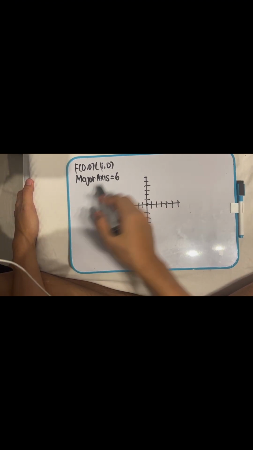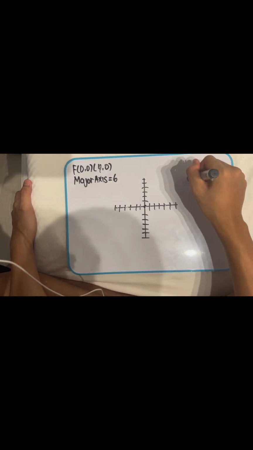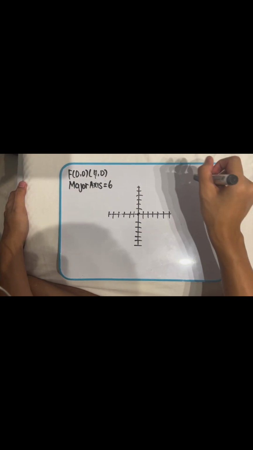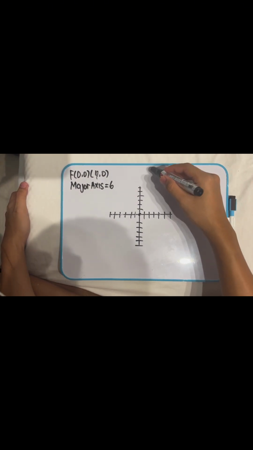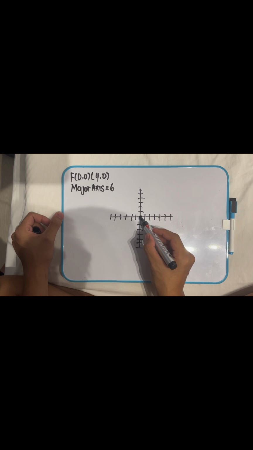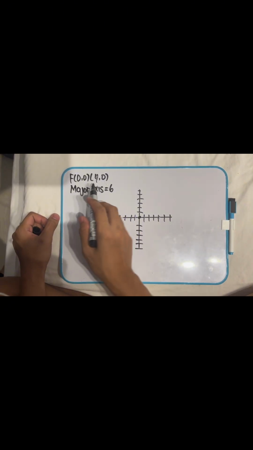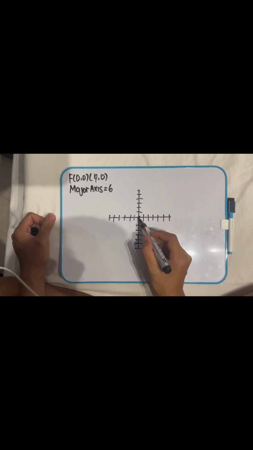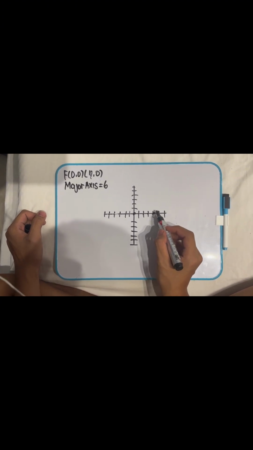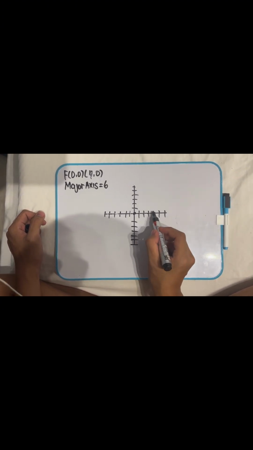Here are our plotting points of our foci, where 0 and 0 is the origin, and 4 is considered the value of the x-axis, and 0 is the value of the y-axis. So we count from 0, the y-axis, to the right, since it's a positive x value. So 1, 2, 3, and 4. So this is our foci.